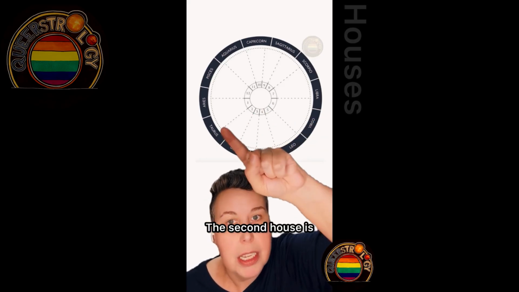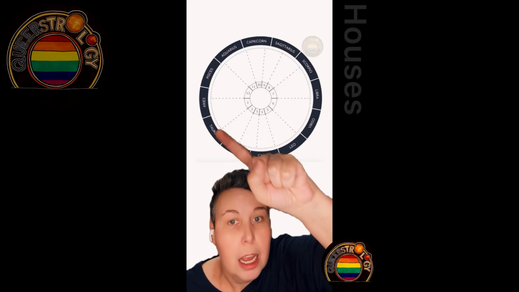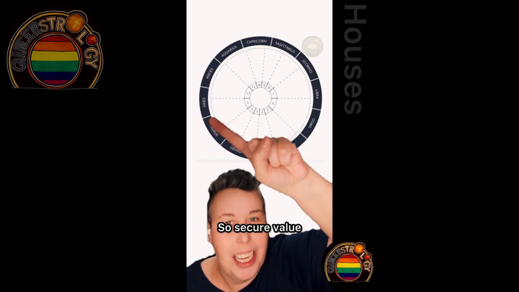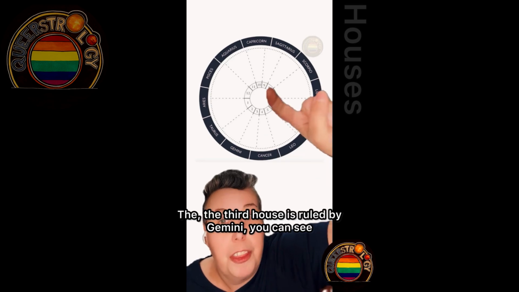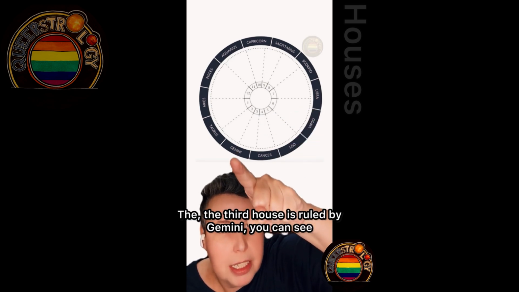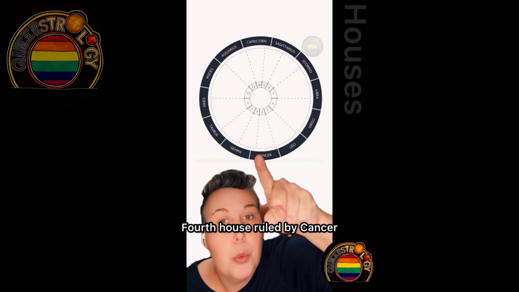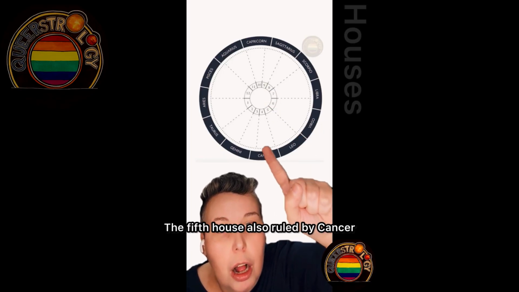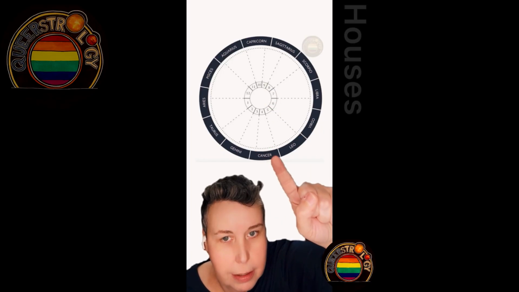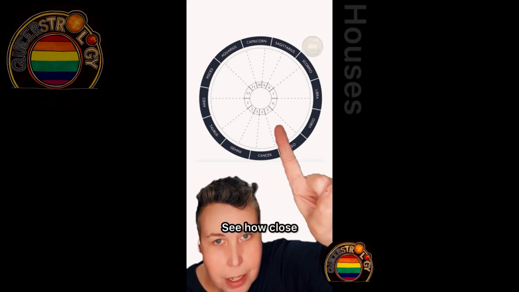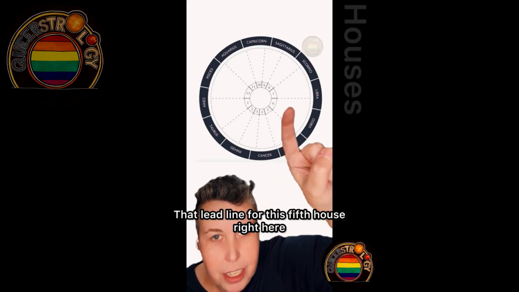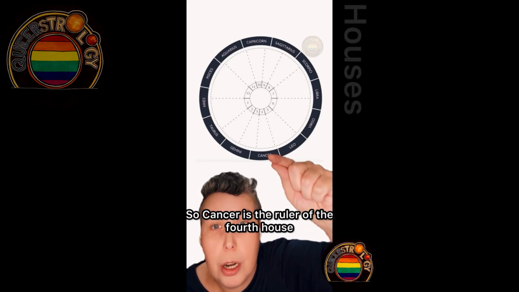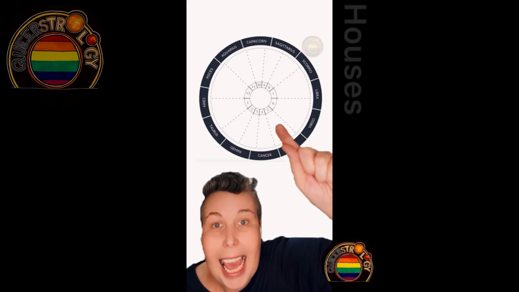The second house, we go to the lead line, Taurus. The second house is value. Taurus is security, right? So secure value. The third house is ruled by Gemini, you can see. Fourth house ruled by Cancer. See that? The fifth house also ruled by Cancer. Do you see that? See how close? That lead line for this fifth house right here, it hits Cancer. So Cancer is the ruler of the fourth house and the fifth house.